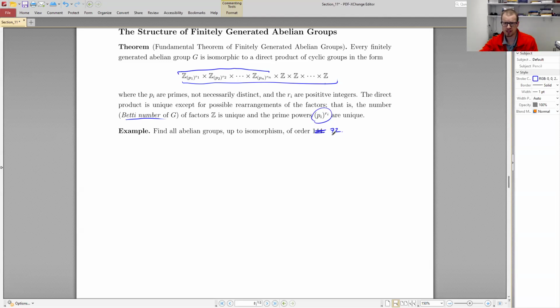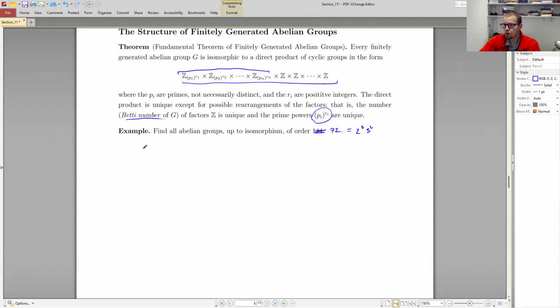144 is a little large, so we're just going to keep it a little bit smaller at 72 here. We want to find all abelian groups up to isomorphism of order 72. So what we want to notice is that 72 can be written as 2 cubed, that is 8, times 9, which is 3 squared. So we have a finite group, and it's finitely generated. It has to be. And we want to find all groups that are abelian of that order. And this theorem says that we can express it in this way.